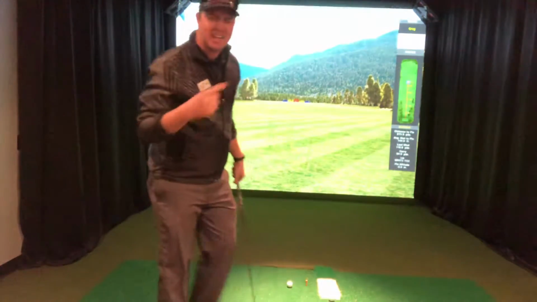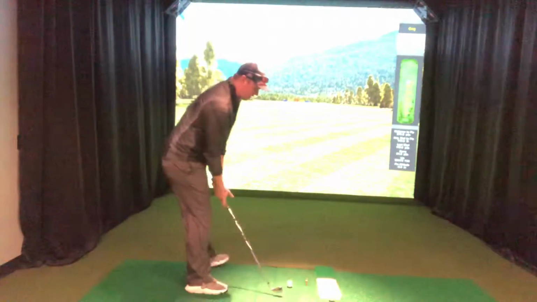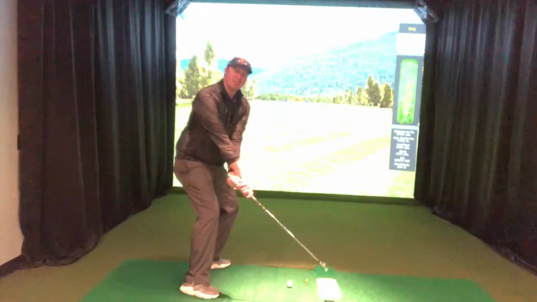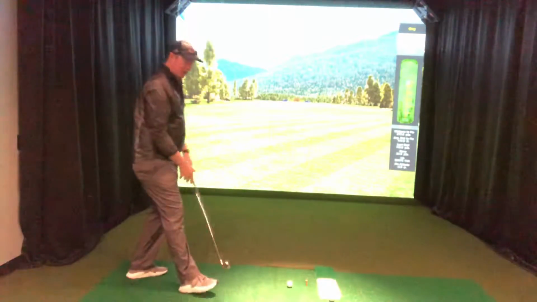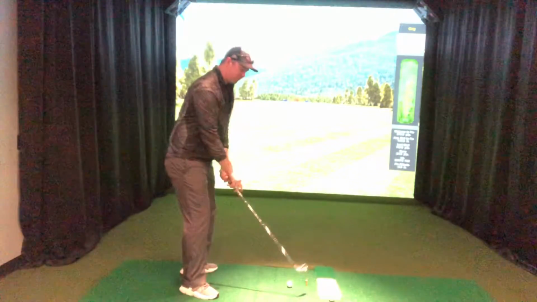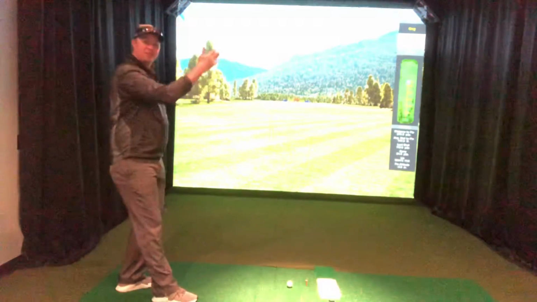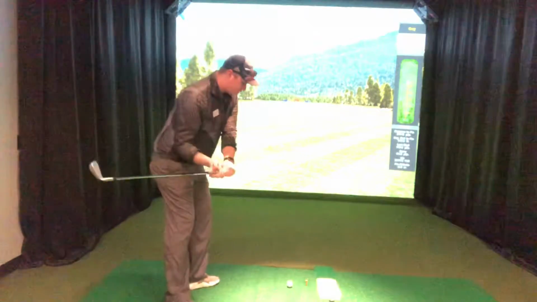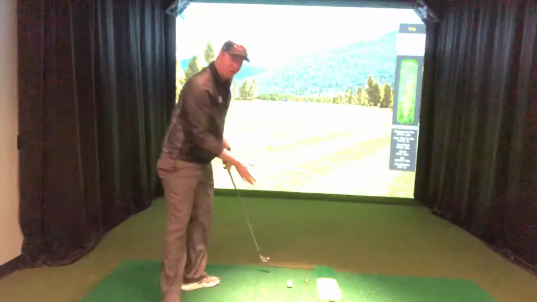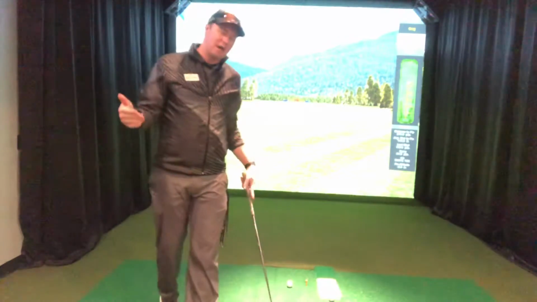If I'm trying to hit a nasty draw, a real nasty duck hook, I try and get that right hand over top of my left hand really early in my swing, and that will close up the club face. If I want to hit a nice fade, I'll delay that. I'll try and keep my right hand from going over top of my left hand as long as possible.